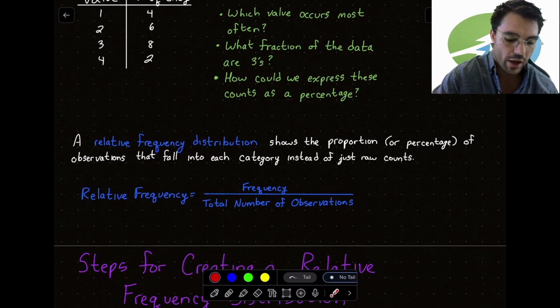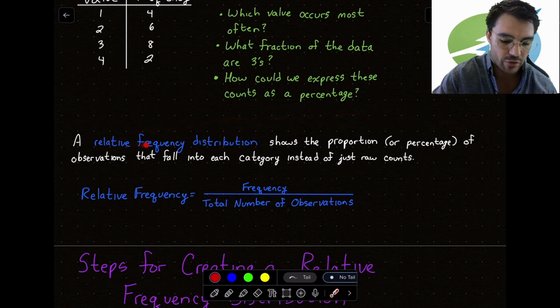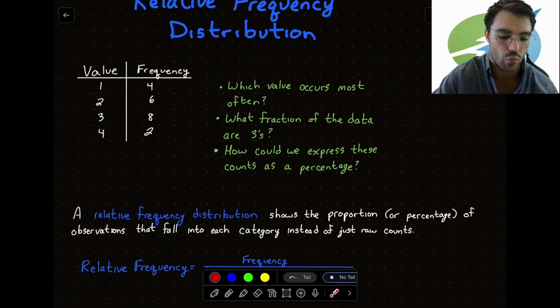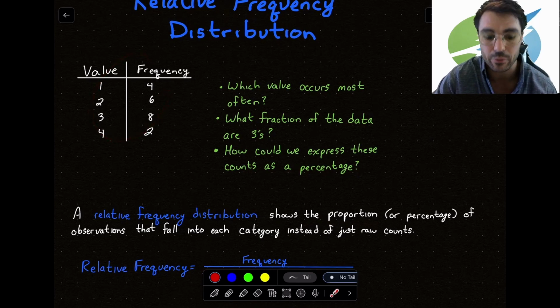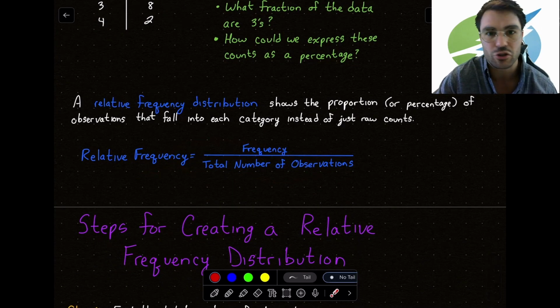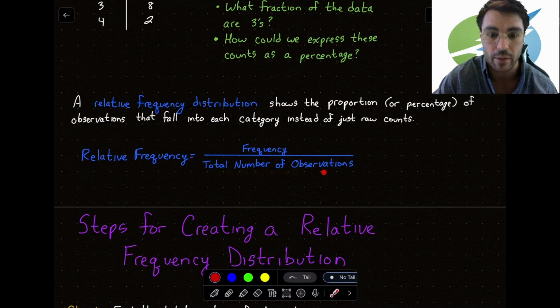So, a relative frequency distribution shows the proportion or percentage of observations that fall into each category instead of just a row count. So it's just adding on to what we've established with our frequency tables here. And here we have our equation to find relative frequency, super basic equation. It's simply relative frequency equals whichever frequency we are observing divided by the total number of observations.